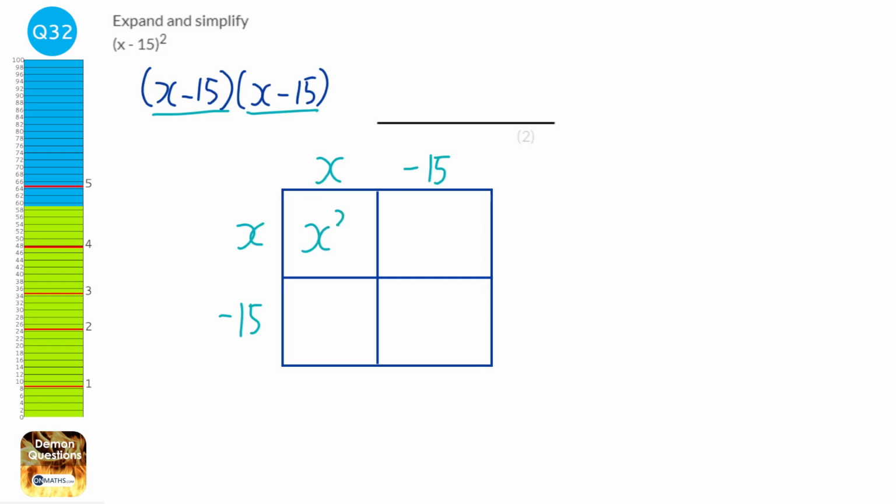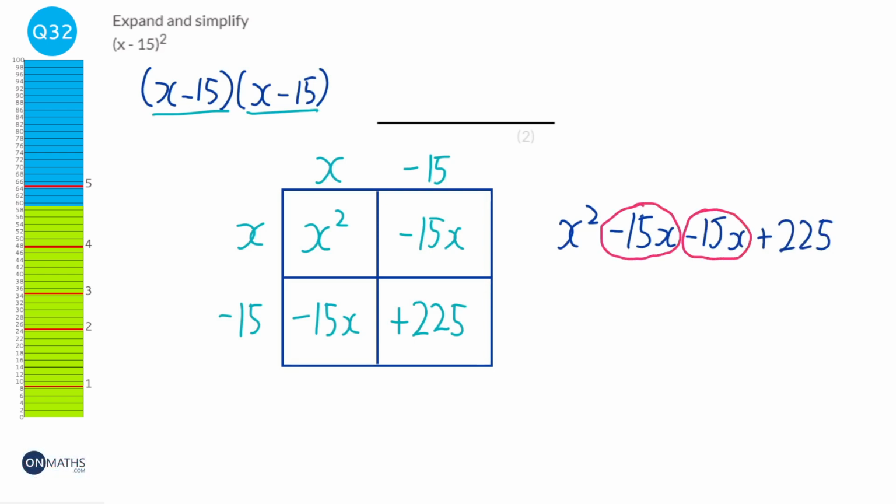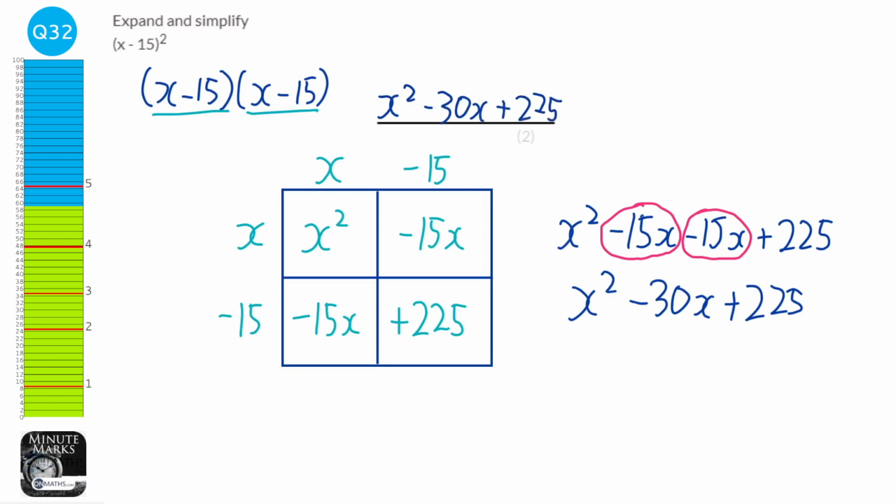Then we're going to do x times x, which is x squared, x times minus 15, which is minus 15x. Same again here. And then we've got a minus times a minus, which is a positive 225. Put all the terms together. Now you can see here that we've got the x terms here that will add together. So that would become minus 30x plus 225, and that's actually our answer. So it's x squared minus 30x plus 225.